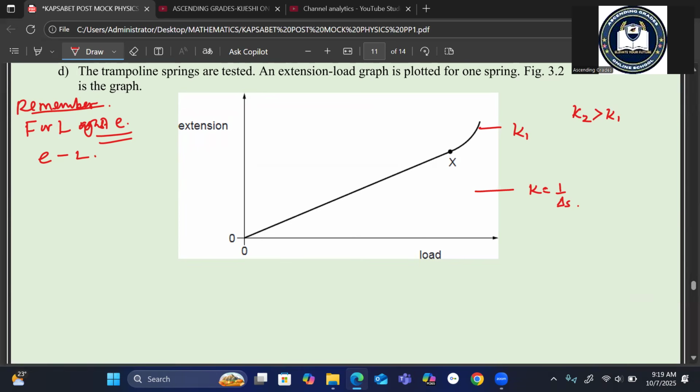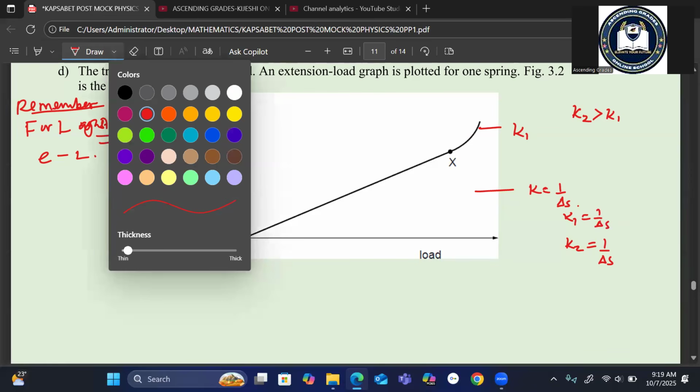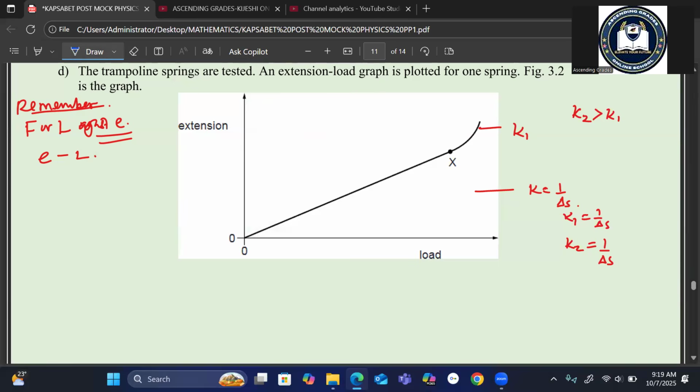So in this case here, since K2 is equal to the inverse of the change in slope, and K1 is also equivalent to the inverse of the change in slope, then how are we going to obtain something that is higher?